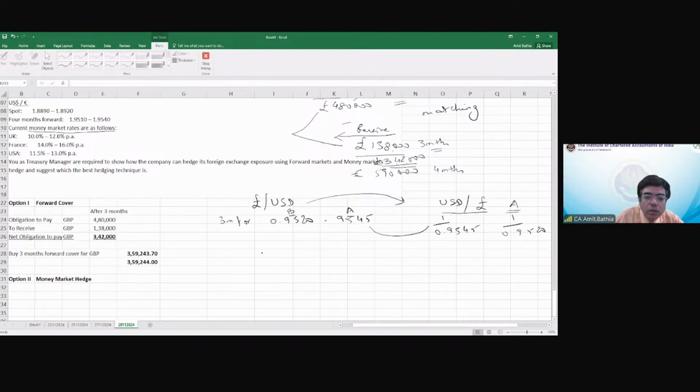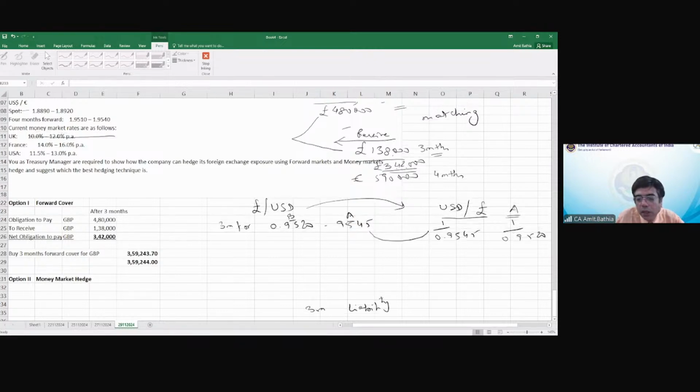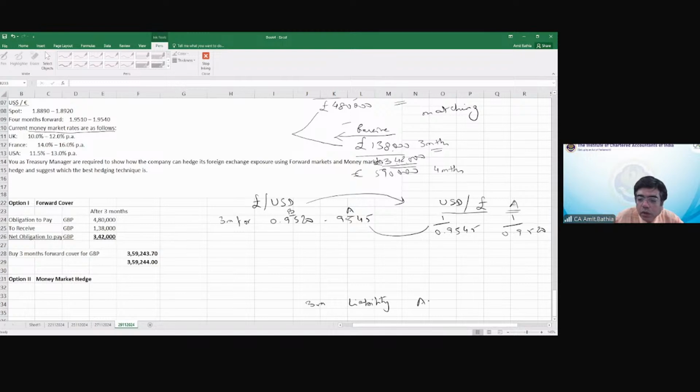So first of all, what do I need to do? I have an obligation. 3 months later, I have an obligation to pay, right? I have a liability. Are you with me? So I want a situation which will give me an asset which I can use to pay this off. In order to have my asset over here, I need to invest something today. Am I right? I need GBP money. I don't have money, so I go and create a liability today. That is, I borrow money today.